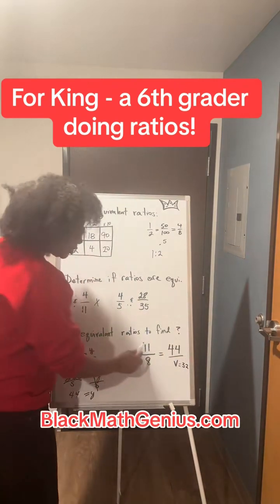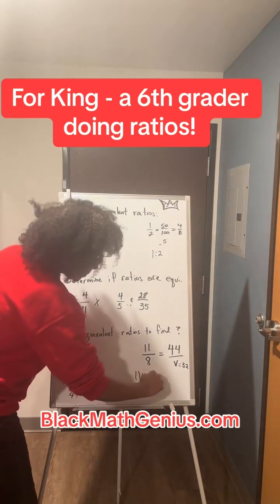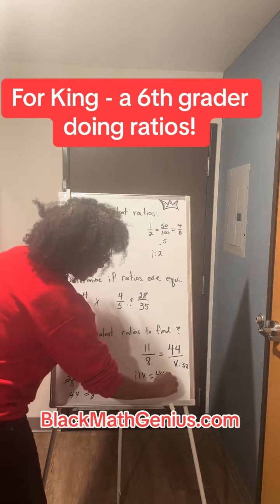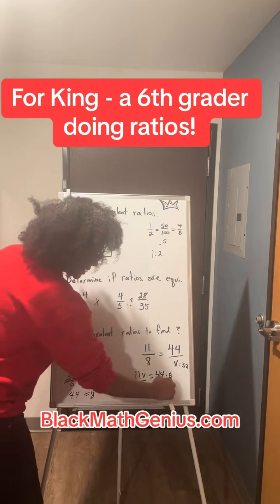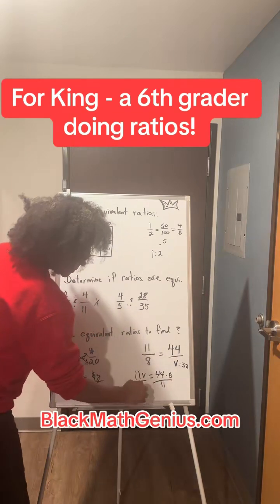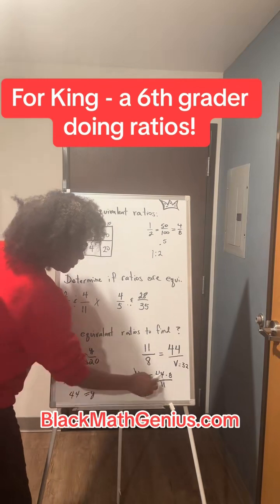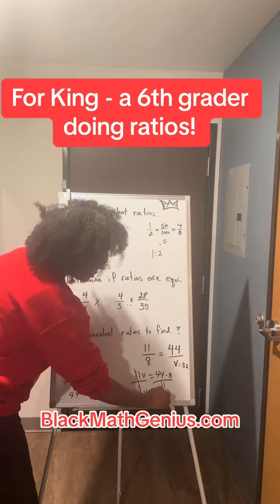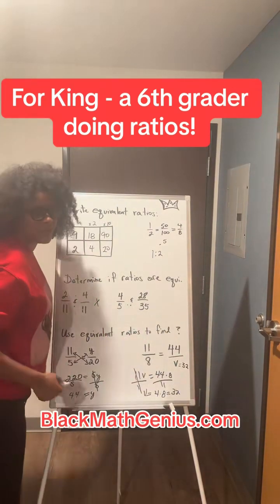Or cross multiply. 11 times v, 11v, is equal to 44 times 8. And I'm going to leave it like this, 44 times 8. Okay, divide both sides by 11. 11 divided by 11 is 1. You're left with 1v. 44 divided by 11 is 4. 4 times 8, 32. Hope this helps.